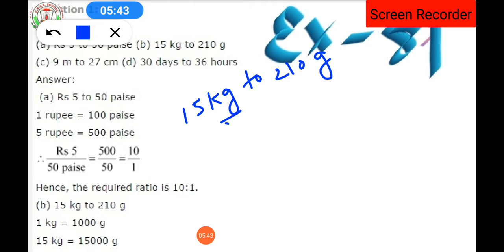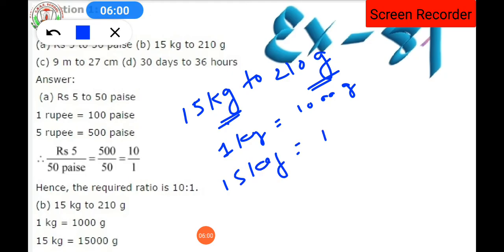So here we can see that the units are different. 15 kg to 210 gram, the units are different. We are going to convert them into the same unit. So 1 kg is equal to how much gram? 1000 gram. So 15 kg is equal to 15 into 1000 gram. In order to convert this kg into gram, we multiply 15 with 1000. So it will become 15,000 gram.